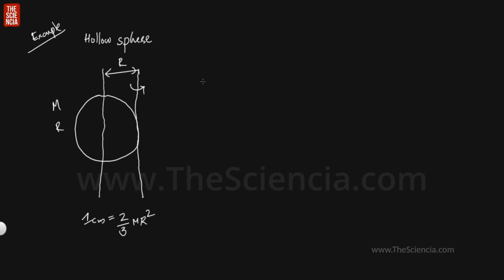So we are again using the parallel axis theorem. So I at a distance d is equal to I center of mass plus md square. So we know I_CM is 2 by 3 mr square, plus md square, that is mr square. So what we get? It is equal to 5 by 3 mr square.